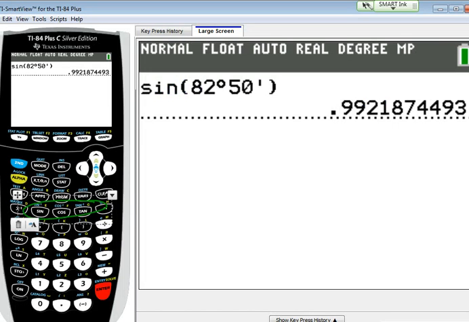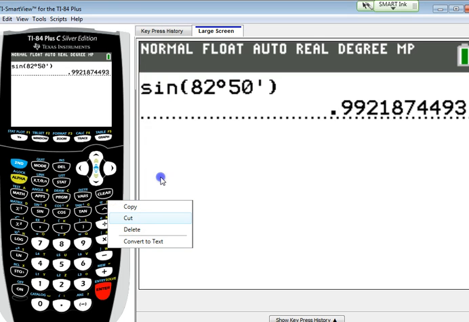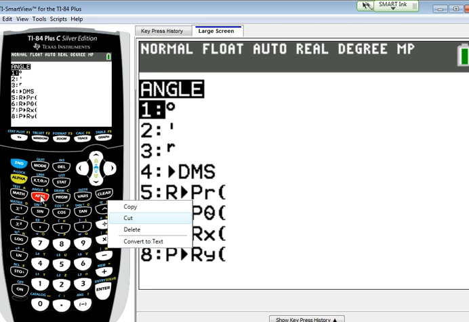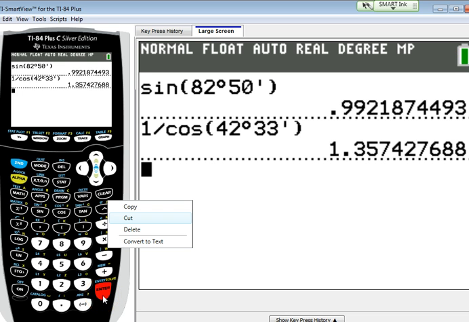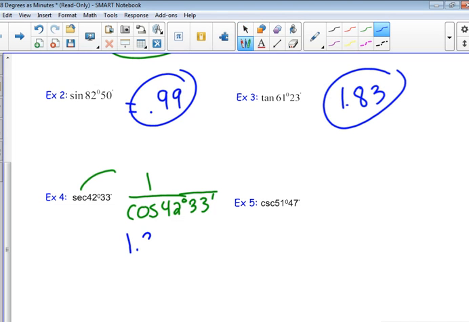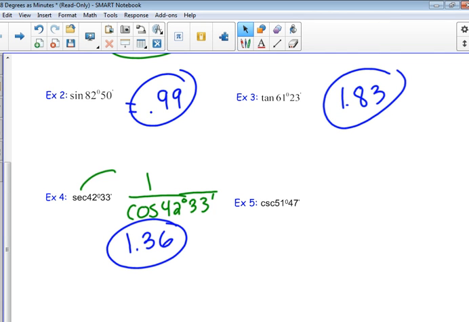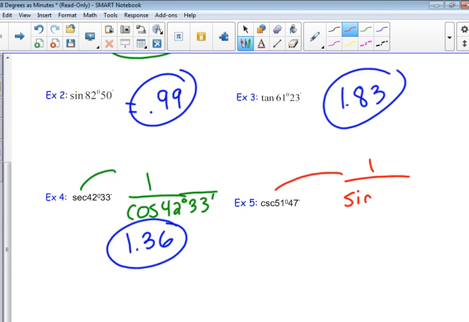So we're just going to type in 1 divided by cos, 42 degrees, 33 minutes. Plug it in. And 1.36? Good. This is 1.36. That's it. Now, why don't you try the next one? Hopefully you're doing 1 over what? 9. Good job.